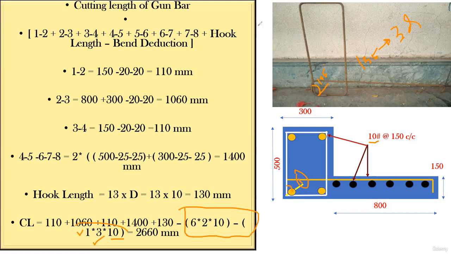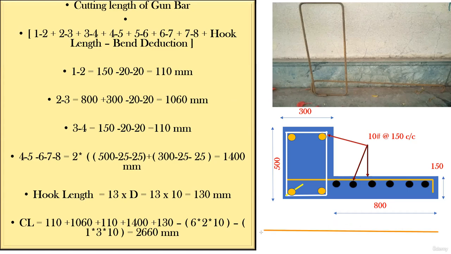So now try to do the complete calculation. 110 plus 1060 plus 110 plus 1400 plus 130 minus 120 minus 30. If you do, you'll get total cutting length as 2660. So if you ask a barbender, or if you ask me, what is the cutting length if I want to prepare a bar like this, I'll tell you, bring a bar which is 2660 mm or 2.660 meter.